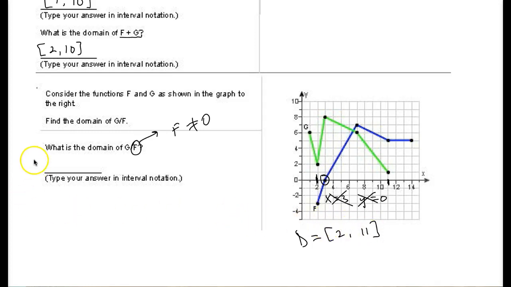So the actual domain for this is not going to be what we see here. It's going to be every value from 2, but we have to skip 3. And of course, the parentheses here mean we exclude 3, and the union is just connecting these two separate sets of x values. And we keep on going until we get to 11, and then we have brackets. So that is what the domain of our new function g divided by f would be.